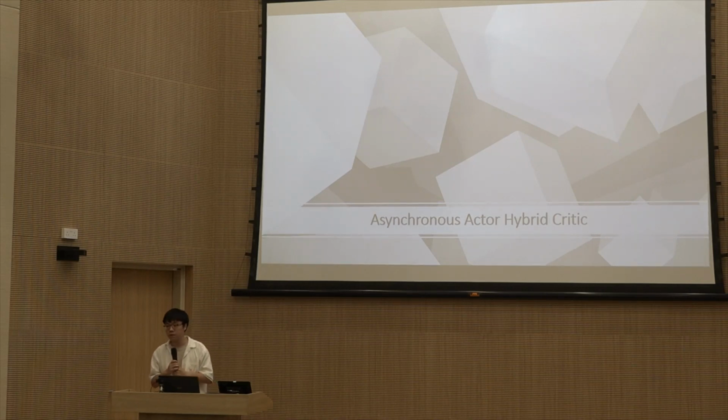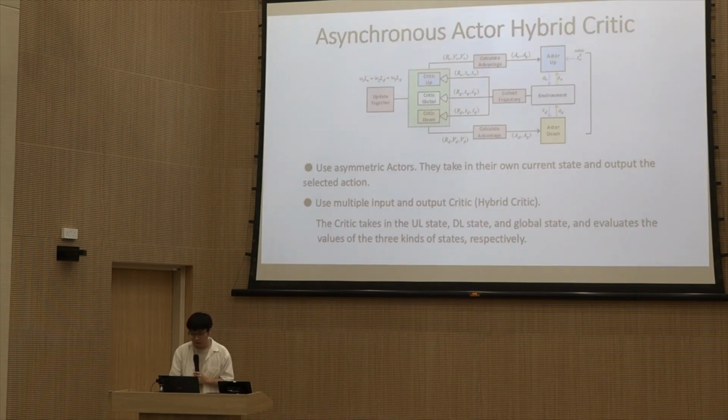We call it the asynchronous actor and hybrid critic, short for AAHC. In AAHC, we use asymmetric actors. They take in their own current state and output the selected actions. Like the blue one, the updating actor takes the state of the updating stage and outputs the device selection for this stage. And the downlink actor, the orange one, takes in the downlink state and outputs the computation resource allocation for this stage.